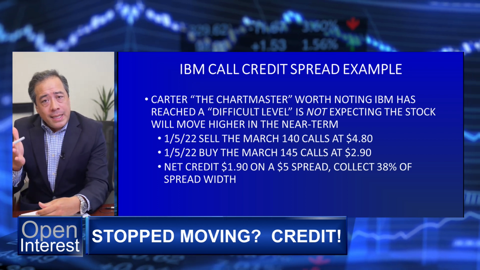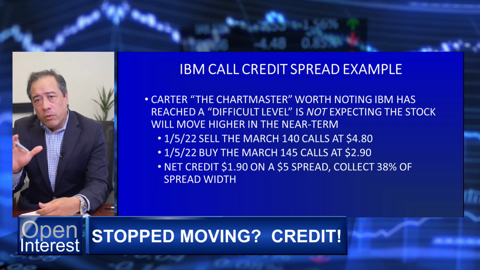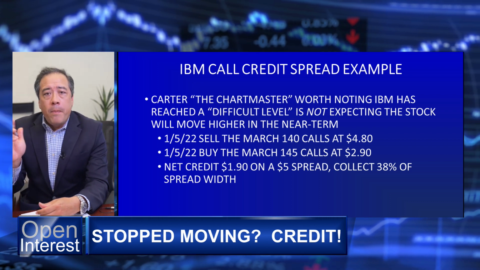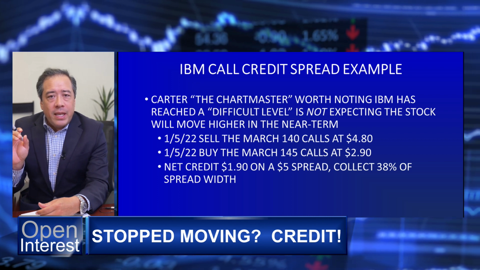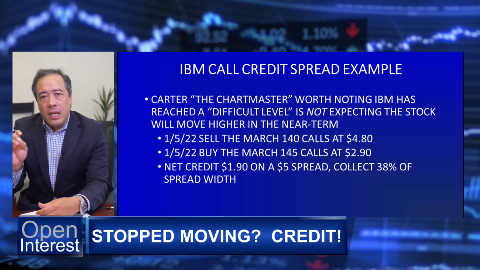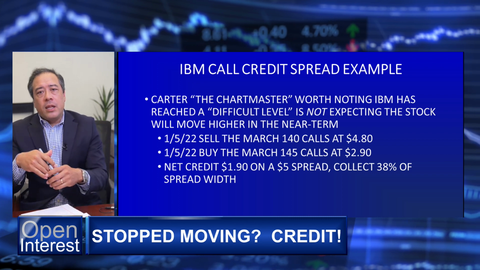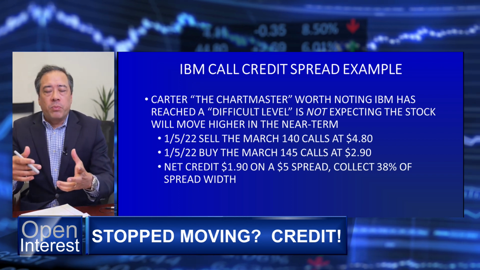I was looking at selling the March 140 calls. Those were $4.80. Buying the 145 calls, those are $2.90. The net credit is $1.90 on a $5 spread. That's collecting 38% of the spread width.